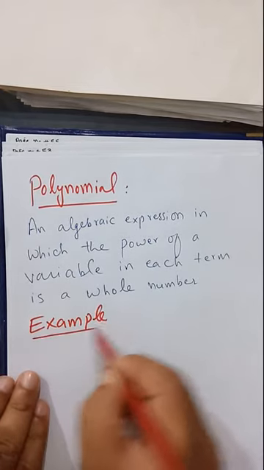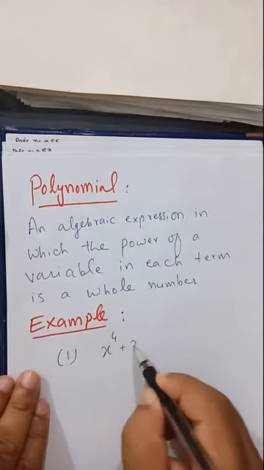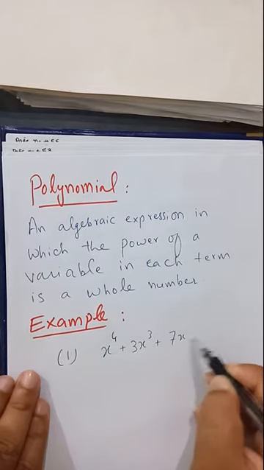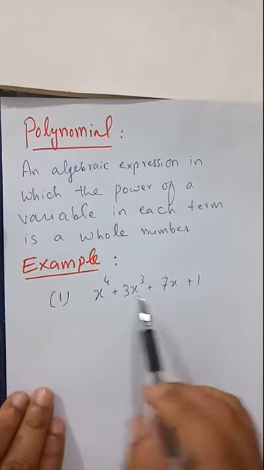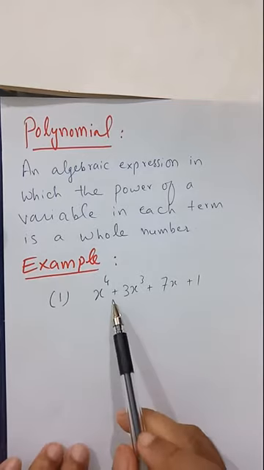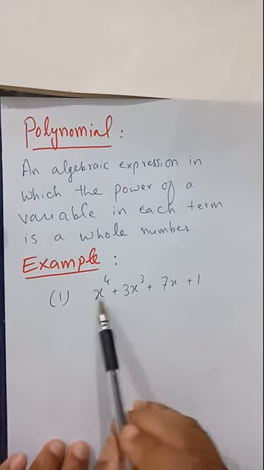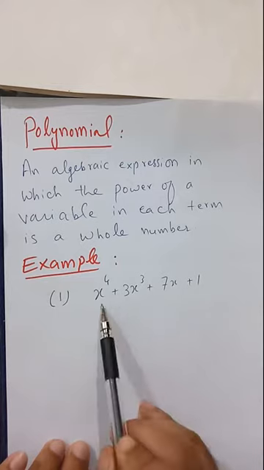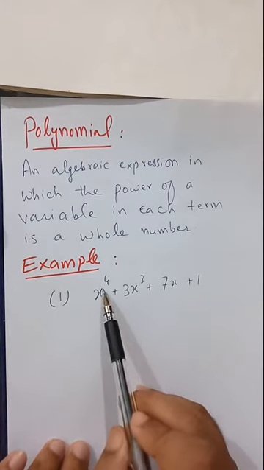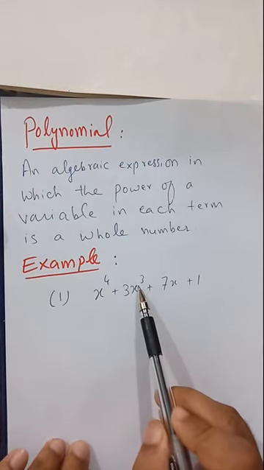For example, let's say example number 1, x power 4 plus 3x cube plus 7x plus 1. So you see that this is an algebraic expression. In this algebraic expression, there are four terms. Remember that the terms are differentiated by plus and minus. In this algebraic expression, the variable is x. In the first term, the power of the variable is 4. 4 is a whole number. In the second term, the power of the variable is 3. 3 is a whole number.